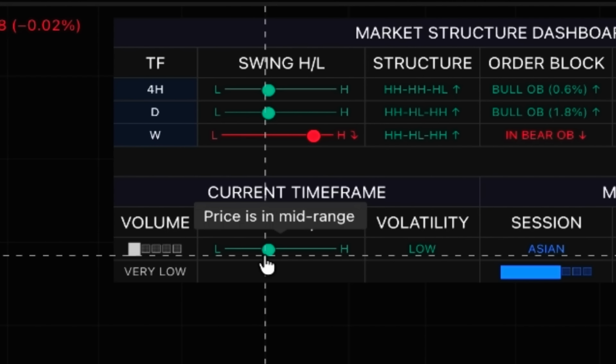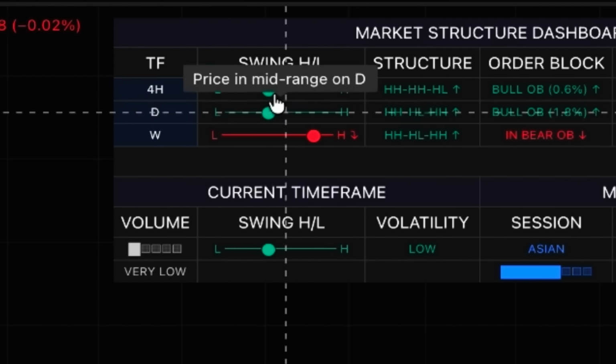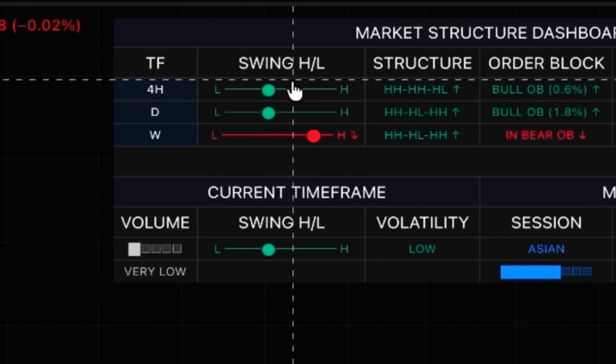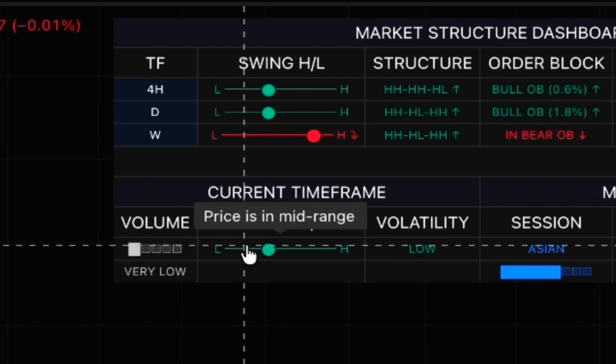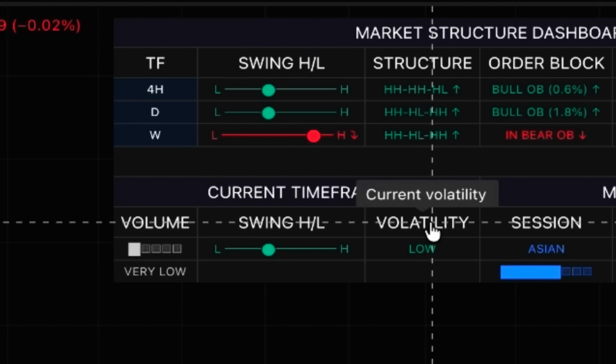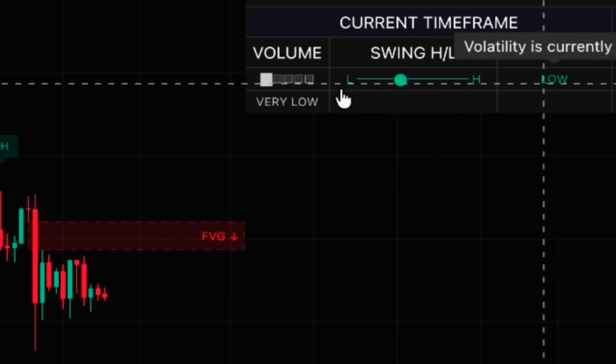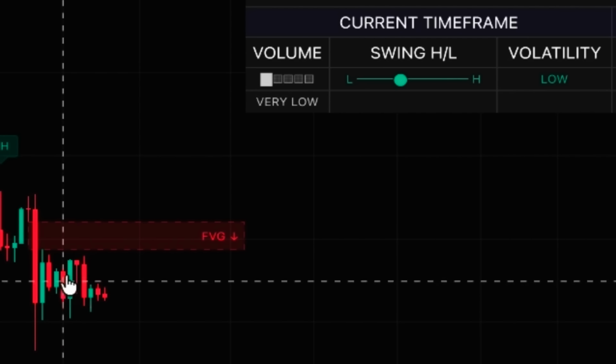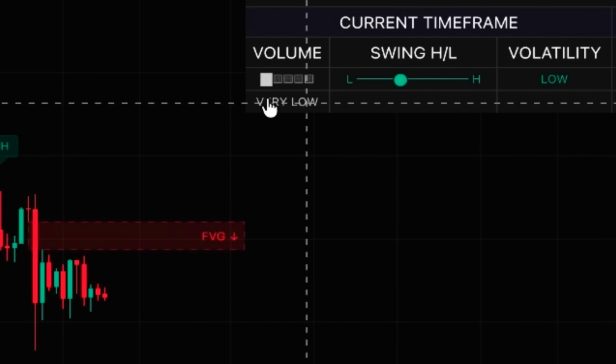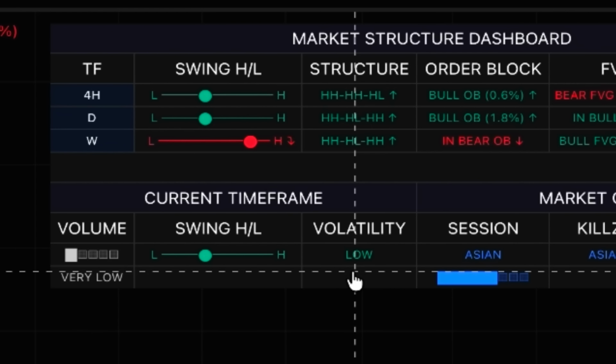Alright, here we have information about the position of the price regarding the last swing of the price, which is in mid-range. Actually, we had this information also here for the 4 hours time frame, which is our current time frame. And here it is giving us information about the volatility of the market, which is low at the moment. It is not surprising since the price is in a tight consolidation period with a very low amount of volume, and this further confirms the probability of having a breakout.